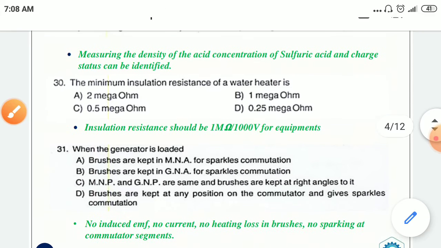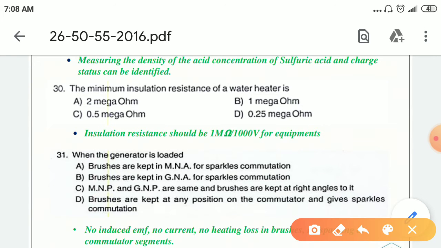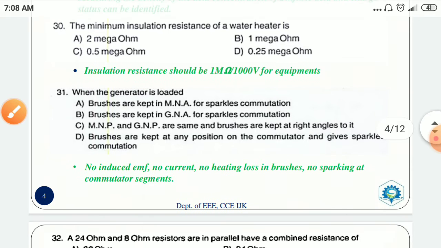The minimum insulation resistance of a water heater is. So the minimum insulation resistance, that is IR value, should be 1 mega ohm per 1000 volt for equipments. So the minimum insulation resistance to be maintained is option B, that is 1 mega ohm per 1000 volt. So the answer for question number 30 becomes option B, 1 mega ohm. Let's move on to the next question, question number 31.